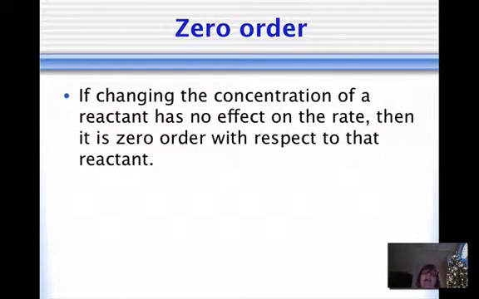Okay, and then there's 0 order, and this is really interesting, and we'll talk about why something is a 0 order reactant when we get to mechanisms. But a 0 order means that you change the concentration of the reactant and it has no effect on the rate whatsoever. And that's called a 0 order. All right, well, we're going to stop with that, and we're going to practice this a lot.